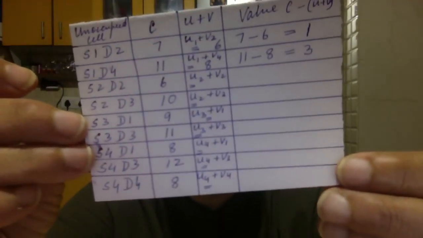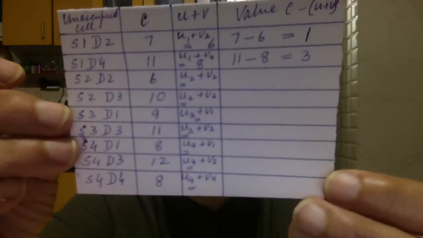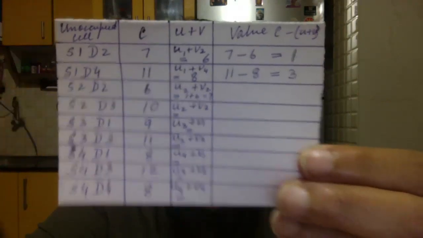Next we'll look at U2. U2 is 1. V2 is 6. 1 plus 6 is equal to 7. Next time we'll make this column bigger, okay? So you will get 6 minus 7 is equal to minus 1.